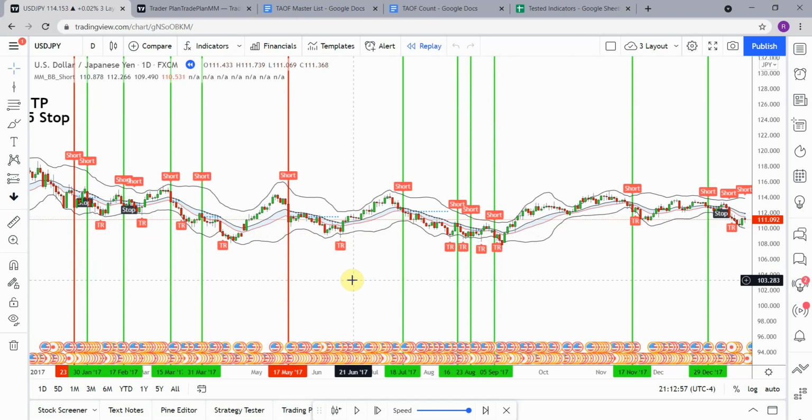Like I said, it only gives shorts. That is a little bit of a downfall. It didn't give a whole bunch of signals in 1 year's time. Only 7. Definitely would have been nice if this thing could have done shorts and long signals.